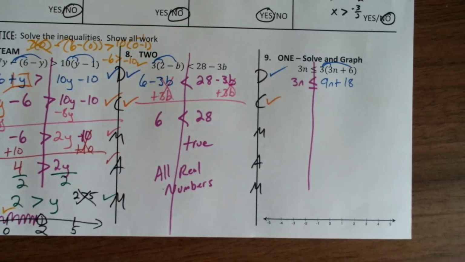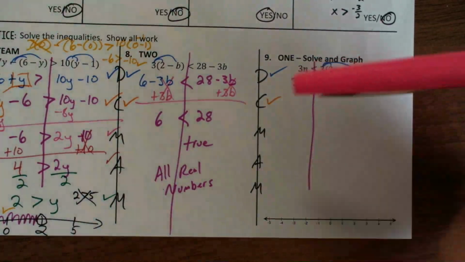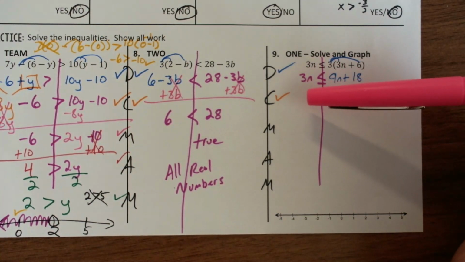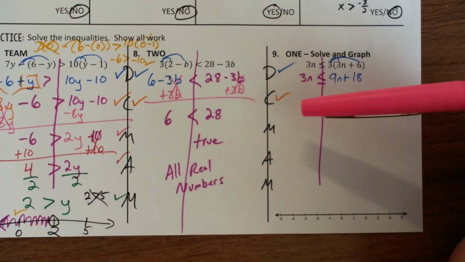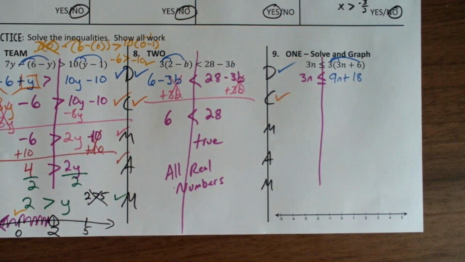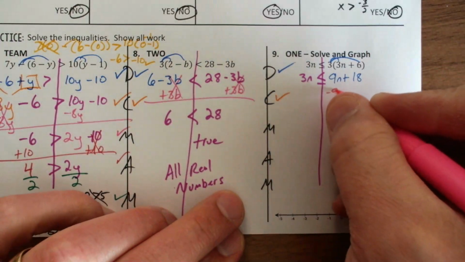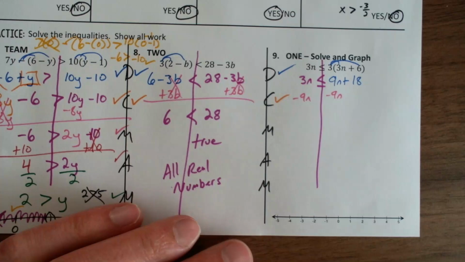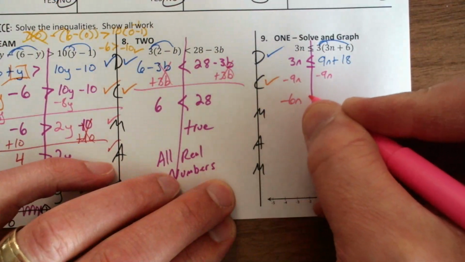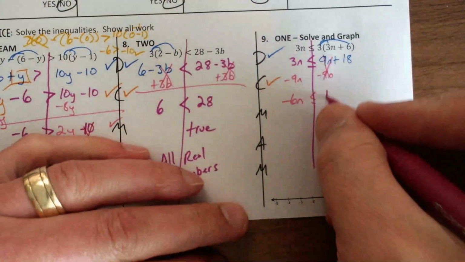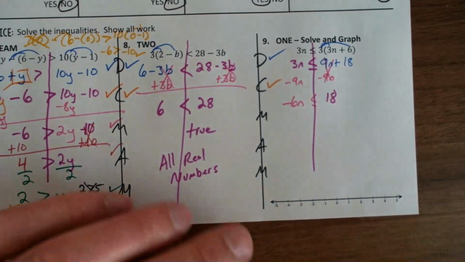Now, we're going to have an issue. If we move the smallest variable, we would be moving this 3n over to here to 9n, and then we'd be left with nothing on this side. You can do that. It's not that big of a problem. However, here's what I'll show you. We can go ahead and subtract by 9n. So if I subtract by 9n, I get negative 6n is less than or equal to 18.